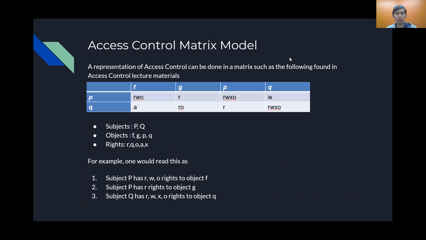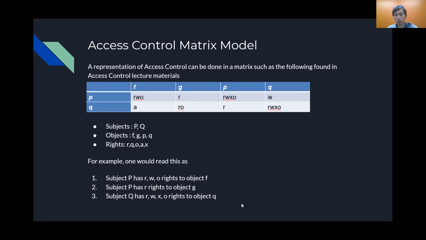Moving on, within the lecture material, Adam has talked about how this is usually represented as an access control matrix. You can see on the screen a matrix where P and Q are your subjects, and F, G, P, Q are your objects that can be acted upon. Within the cross section, in the innards of the matrix, you have your rights. If this was a typical file system, you can say that subject P, for example, has rights RWO to object F. You can also read more examples down below on the bottom of the screen.